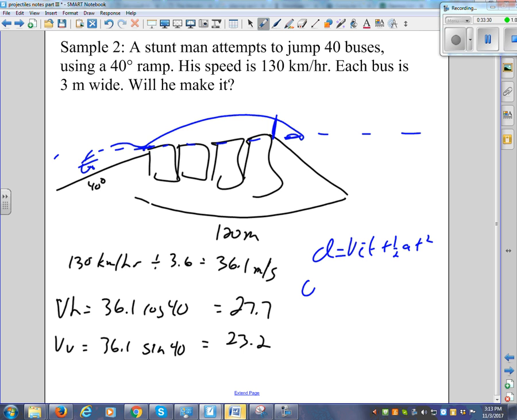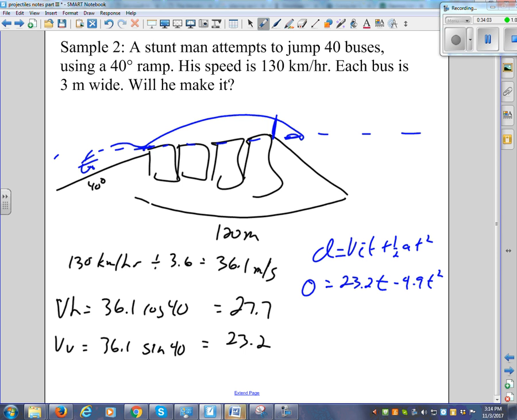So 0. The initial vertical is 23.2 T. Now, can we go 1/2 A? We know A is going to be minus 9.8. We know it's 1/2. Can we just write minus 4.9 T squared? I hope by now you've seen that pattern. Now, that's a quadratic. You can do the quadratic formula, but you don't have to.